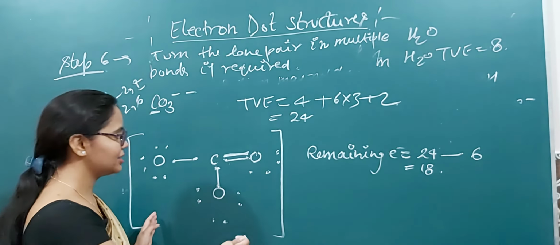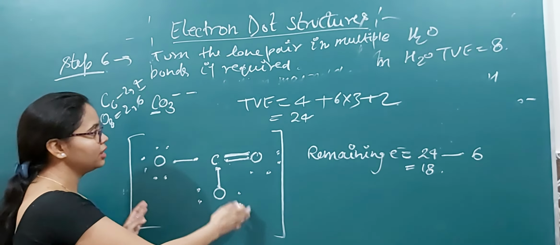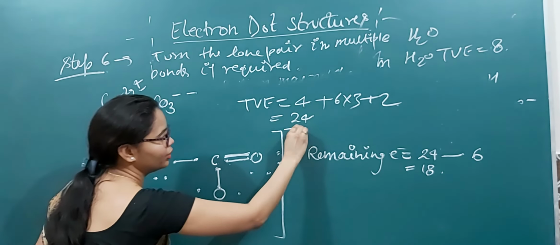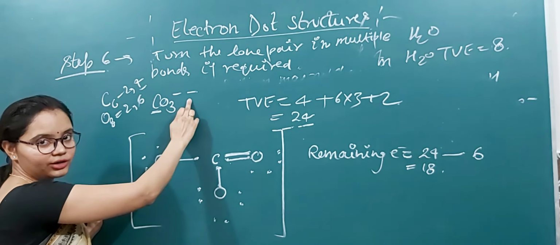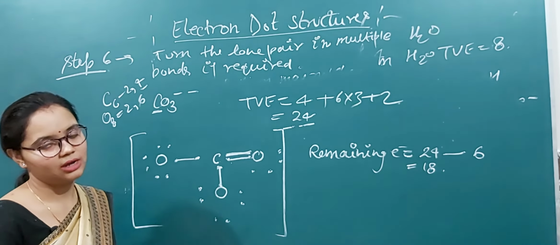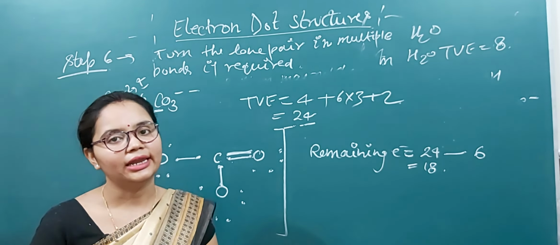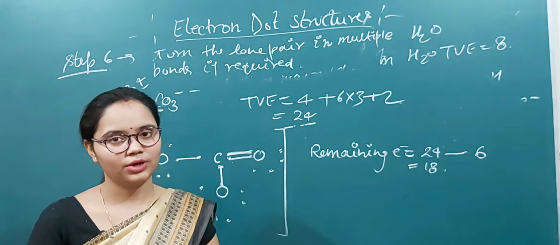Okay, so this is how we can write the electron dot structure by using the 6th step. And we have to put the 2 minus charge here, as it has 2 negative charges. So this is how we can easily draw the electron dot structure of any compound by following the given steps. Okay, thank you.